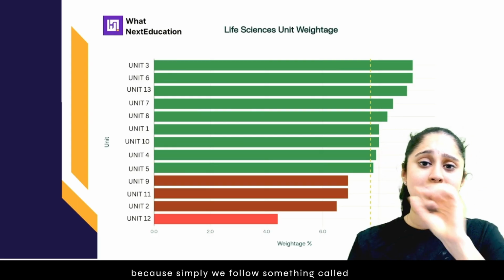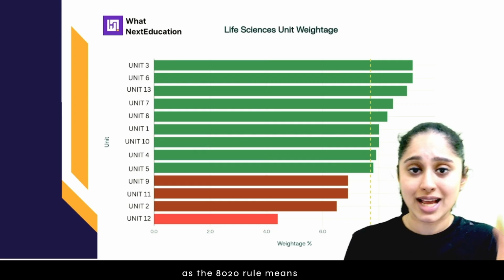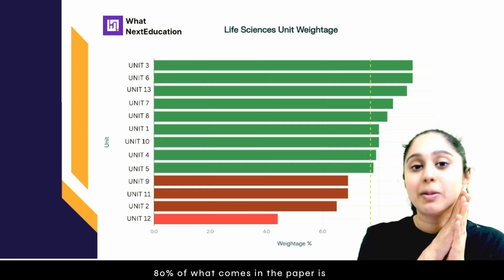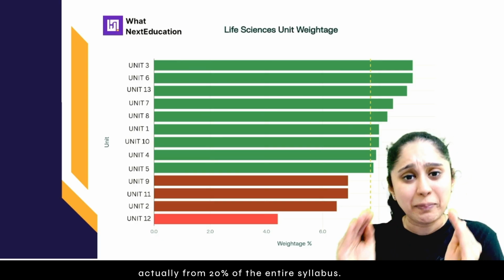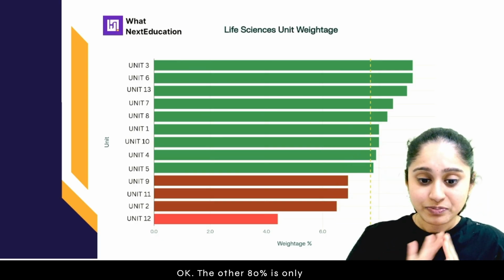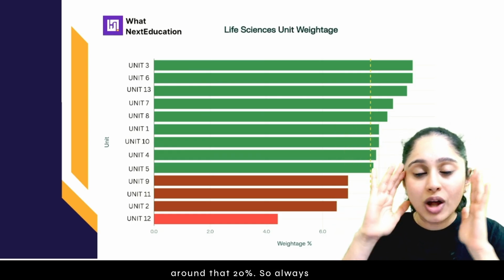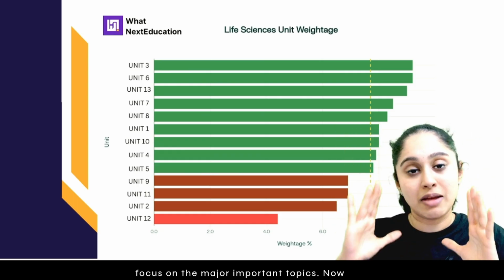Okay, because simply we follow something called the 80-20 rule. It means 80% of what comes in the paper is actually from 20% of the entire syllabus. The other 80% is only around that 20%. So always focus on the major important topics.